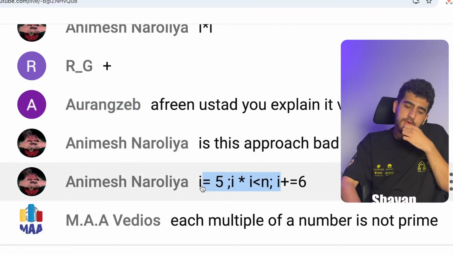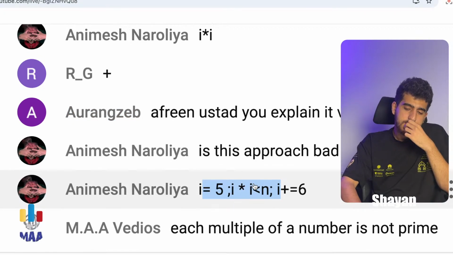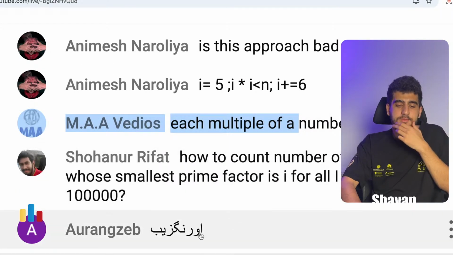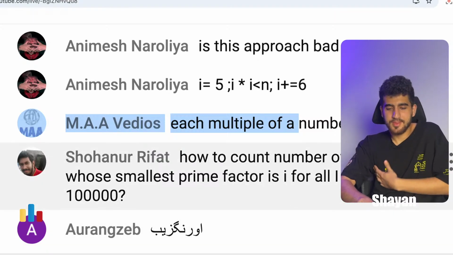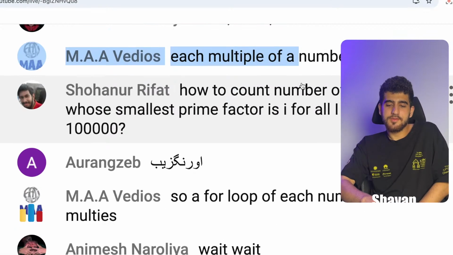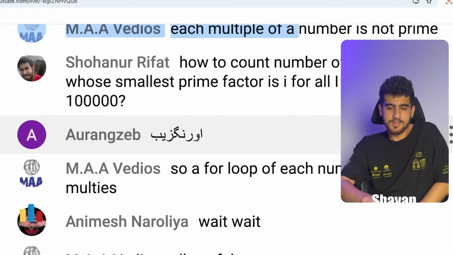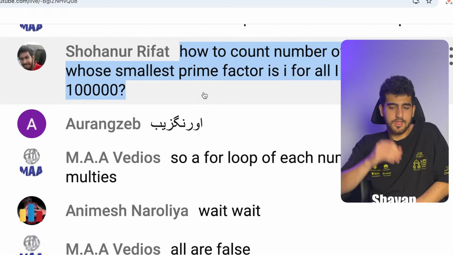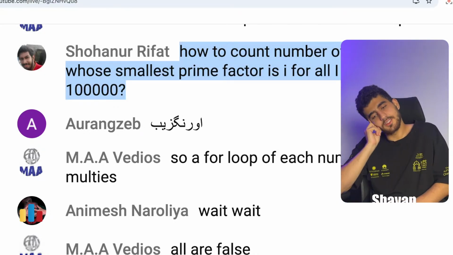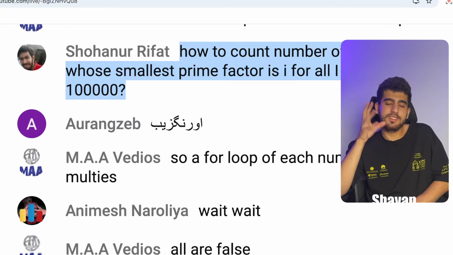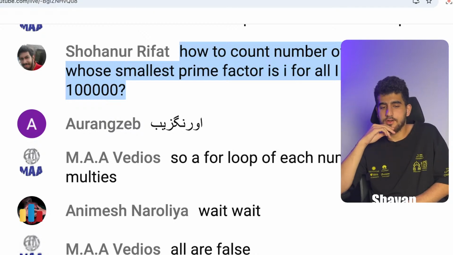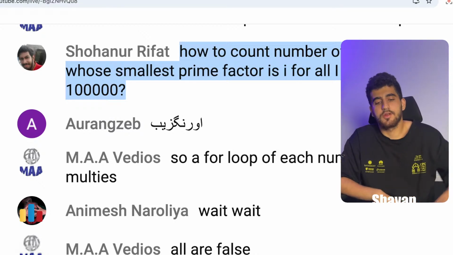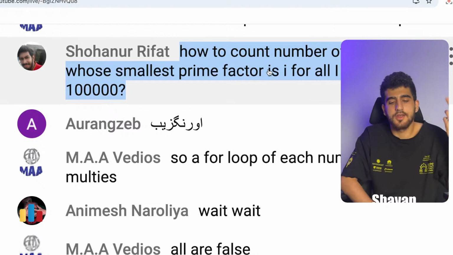Your idea, why i from 5, i times i less than or equal to n, i plus equal to 6? Why only i plus equal to 6? Thank you, Orangzip. Each multiple of a number is not prime, exactly. We can talk about that as well. The number of elements whose smallest prime factor is i. In an approach similar to DP, you can find out the smallest prime factor of any number. I will talk about how to find out the smallest prime factor of each number, and then you can count how many of them are equal to i.